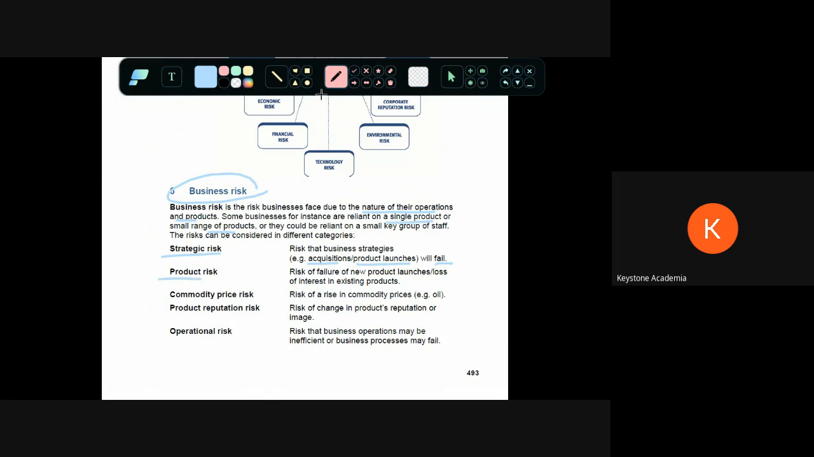Product risk: if you launch a new product and it fails, what are you going to depend upon? Commodity price risk depends upon the raw materials that you're purchasing, like oil. Prices fluctuate very quickly, so if you are relying on oil, that is going to carry a greater risk. Product reputation risk, as I told you, is the risk of change in the product's reputation and image in front of society and customers. Operational risk is the risk that the business operation may be inefficient or a business process may fail.